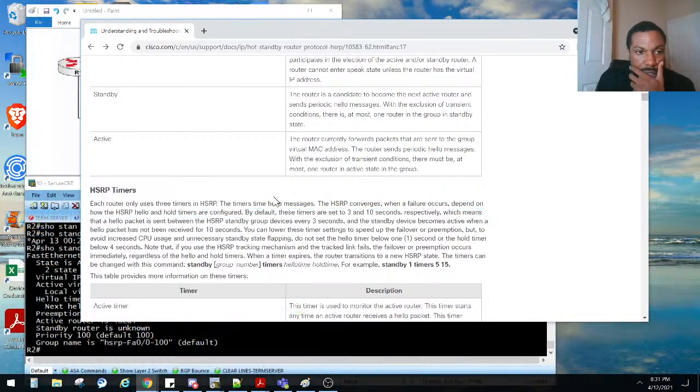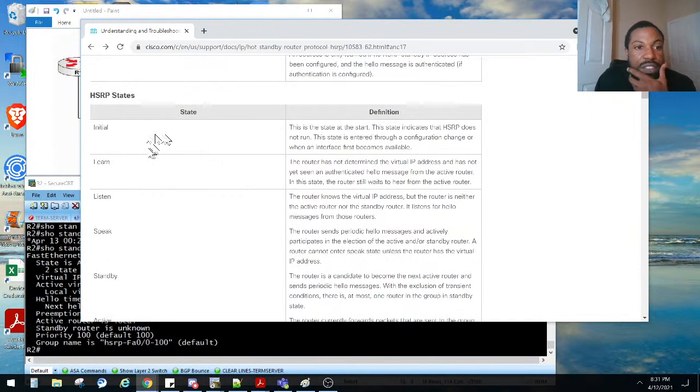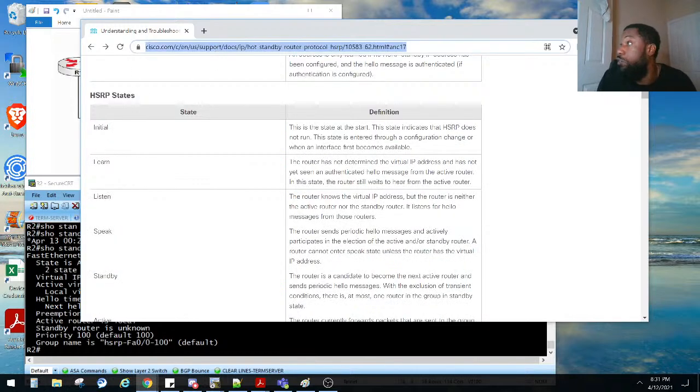Right here. So we have these states right here. We go from initial. This is the state of the start. So when HSRP starts, it goes from initial, and then it goes. I'll leave this white paper for y'all to go over. But most likely it may or may not be in a book.